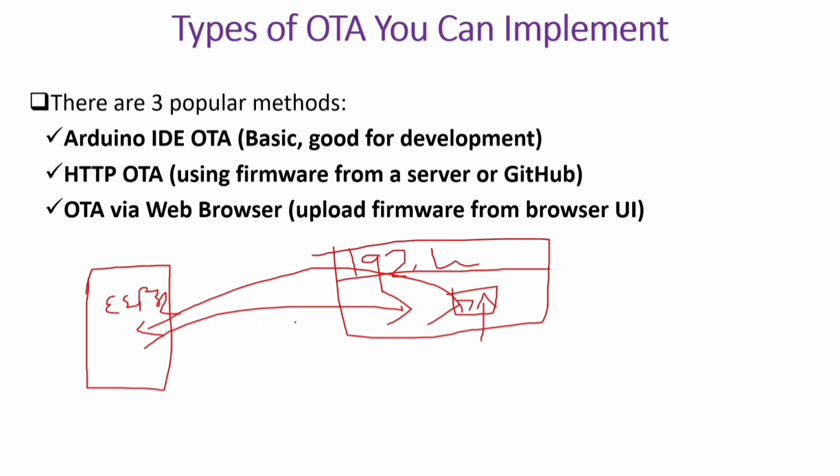But there are certain limitations. First, it is not secure. Second, it is not reliable. Imagine in between when you are updating the firmware, anything odd happens and the update stops, then there is no fail-safe mechanism. So for that and some other limitations, we are going to perform all the OTA updates with the help of this second HTTP method.